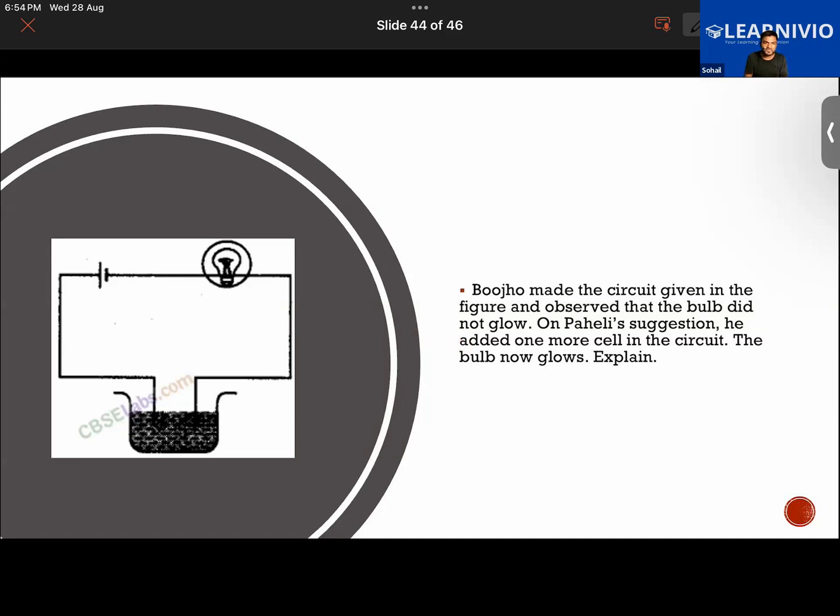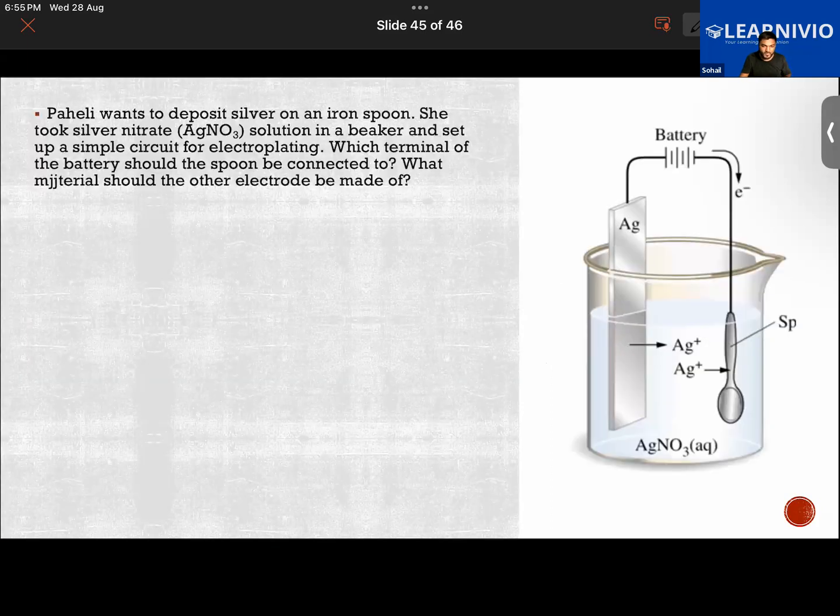So the obvious reason is that the magnitude or the strength of the current would not have been sufficient to make the bulb glow. Getting it now? Yes, sir. So that is the reason for this. Initially, the bulb did not glow because the magnitude of the current flowing in the circuit was not sufficient. But after adding one more cell, the strength of the current increased. Hence, the bulb glowed.